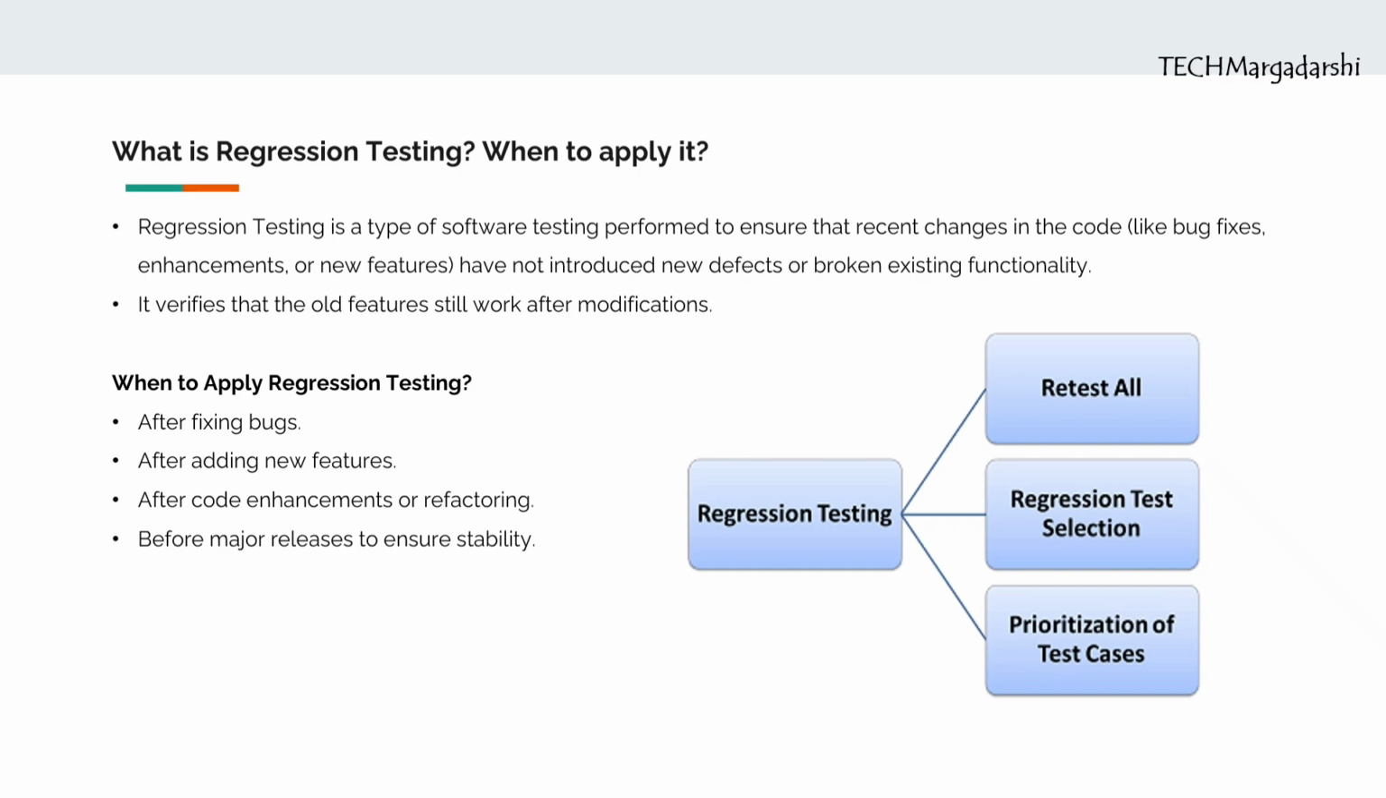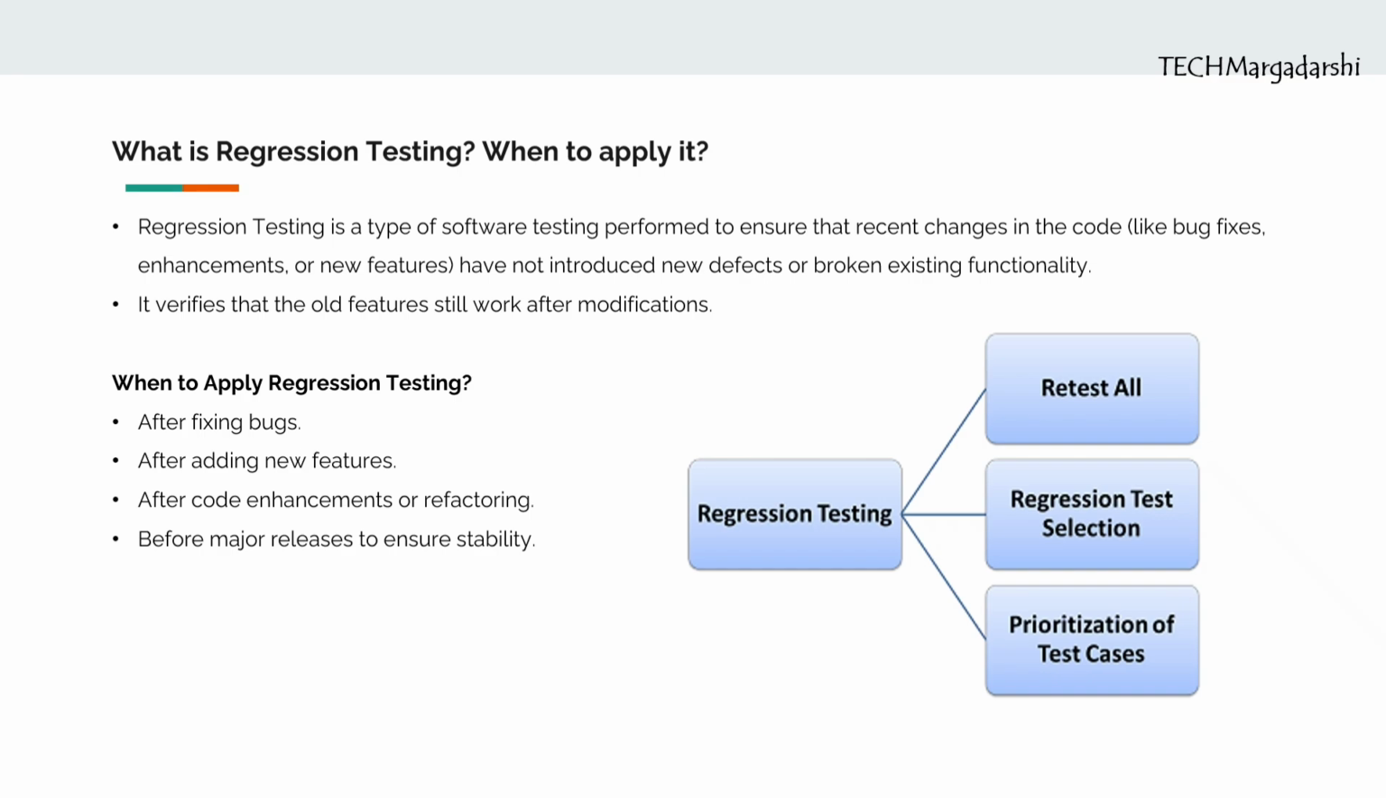Think of it like this. You repair a leaky pipe in your house. After fixing it, you check the other taps and connections too, just to ensure your repair didn't cause new problems. That's regression testing in software. When do we apply it? After bug fixes, after new features are added, after performance or code improvements, and especially before any release to confirm the system is stable. This image is for regression testing approaches using simple block diagram.